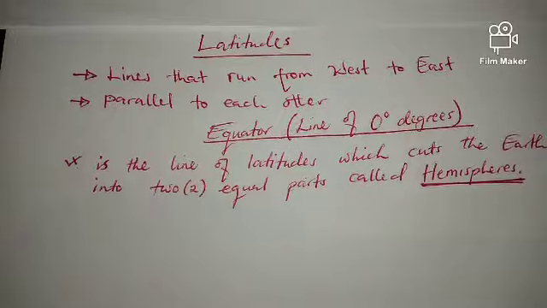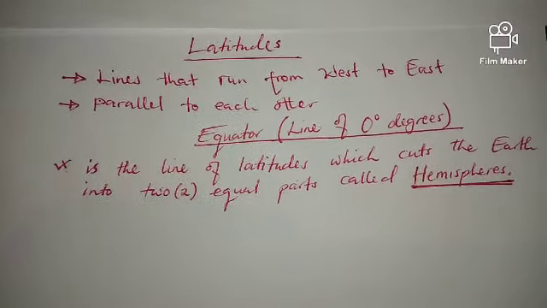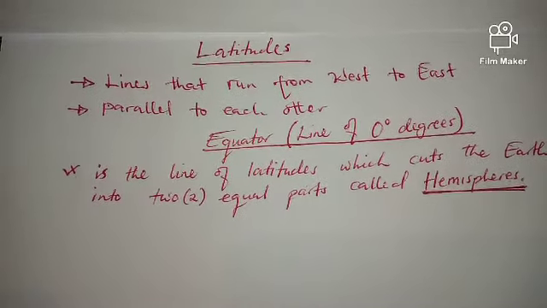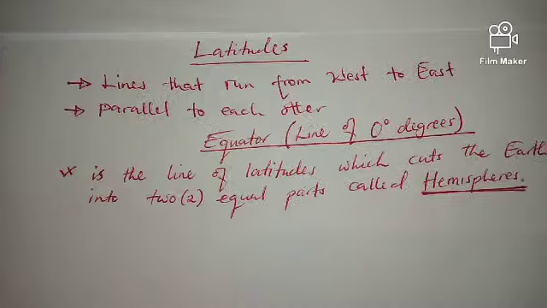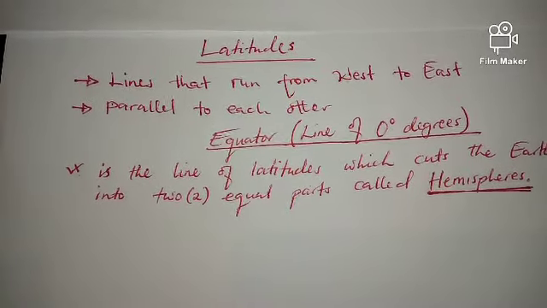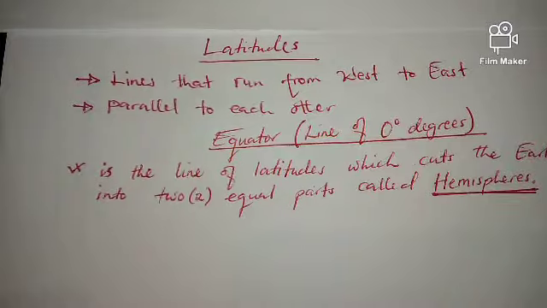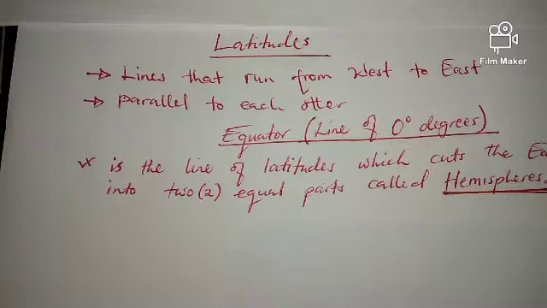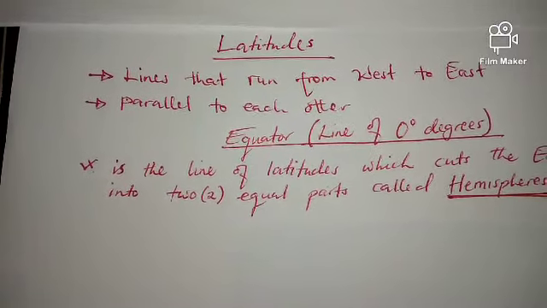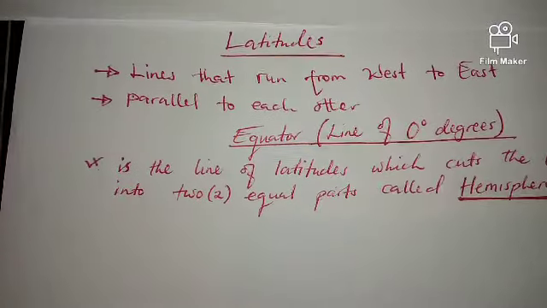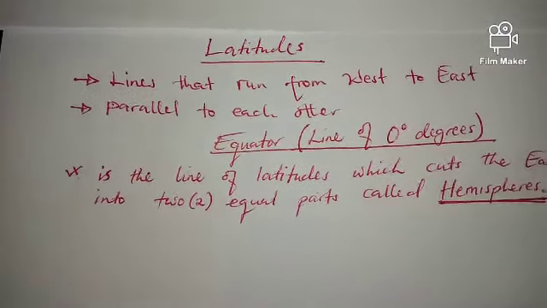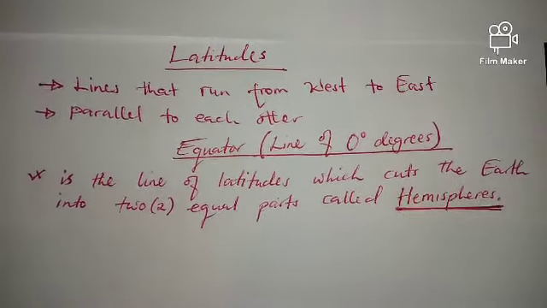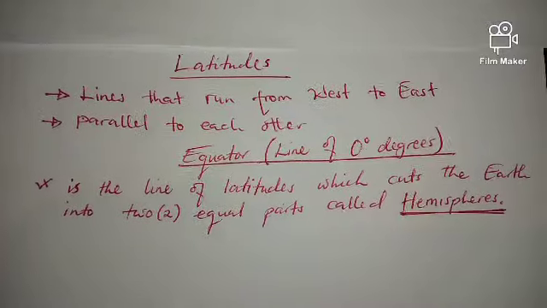And I will start with latitudes. For the purpose of marking positions on the surface of the Earth, its surface is divided into sectors by imaginary lines which run from north to south and from east to west and form a grid across the entire globe. Since the Earth is spherical, these lines form circles around its surface. These lines are known as the latitudes and the longitudes. So we are going to start with latitudes.